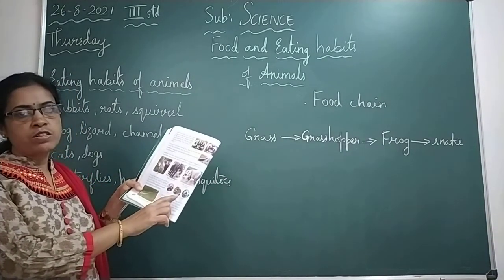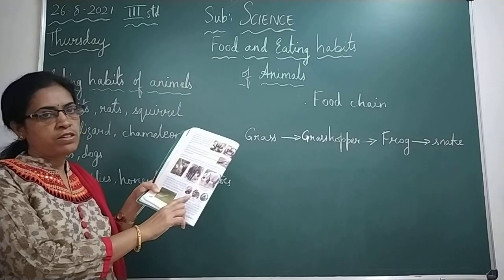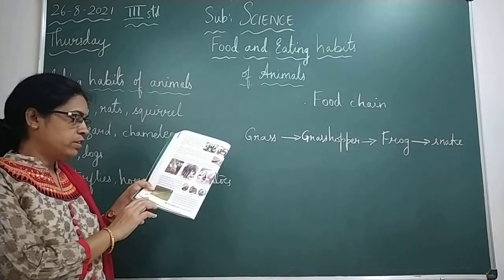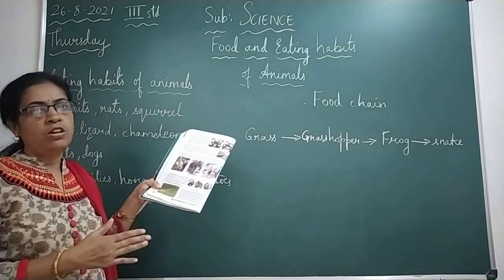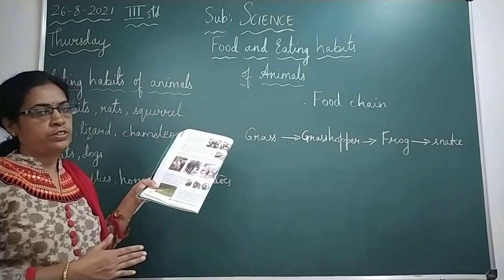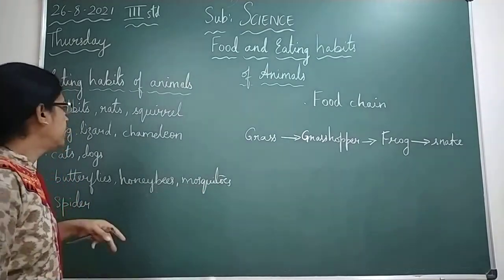Okay, these animals are also called rodents. So the animals which bite the food repeatedly, that is called gnawing the food. Okay, children. And the next is like snake.